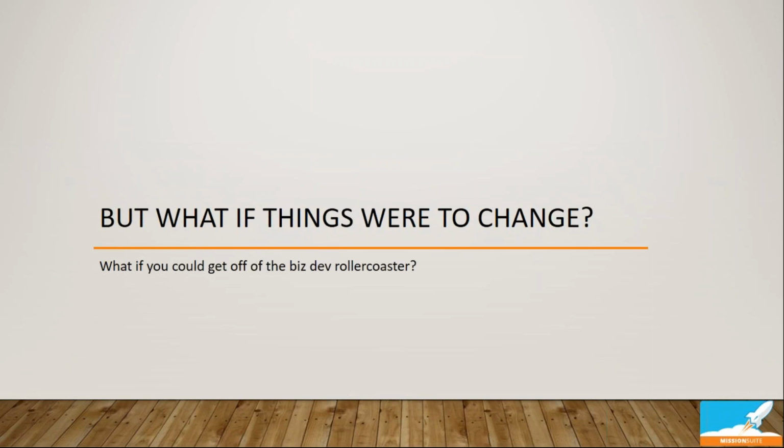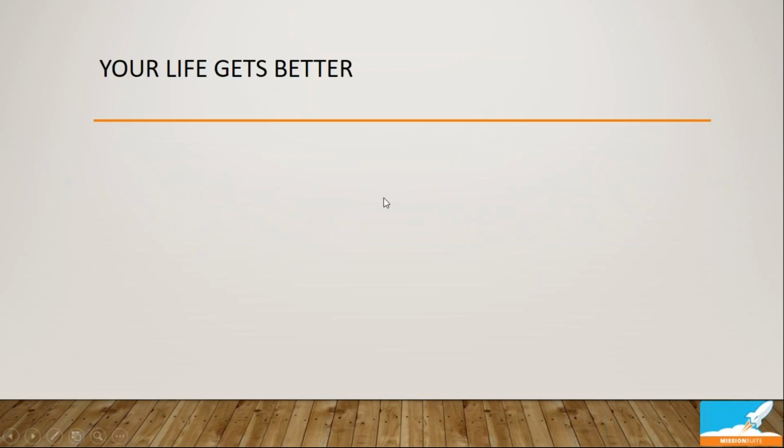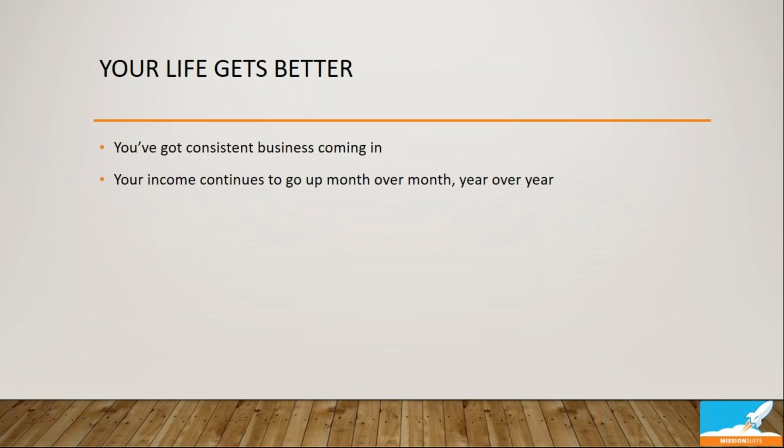So what if things were to change? What if we could get off of that biz dev roller coaster and actually see some consistent growth in our businesses? All of a sudden, your life gets better, right? You've got consistent business coming in. Your income continues to go up month over month, year over year, and so you're actually making more money, and you're able to send your kids to better schools, take better vacations, or just travel and live in a better house, what have you. You get to see your income go up.